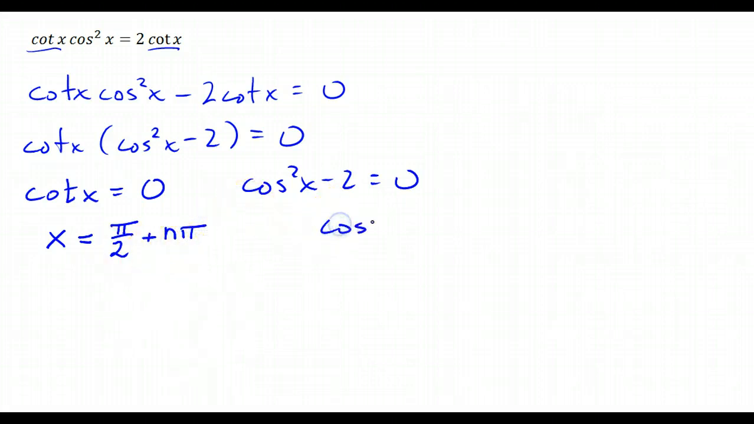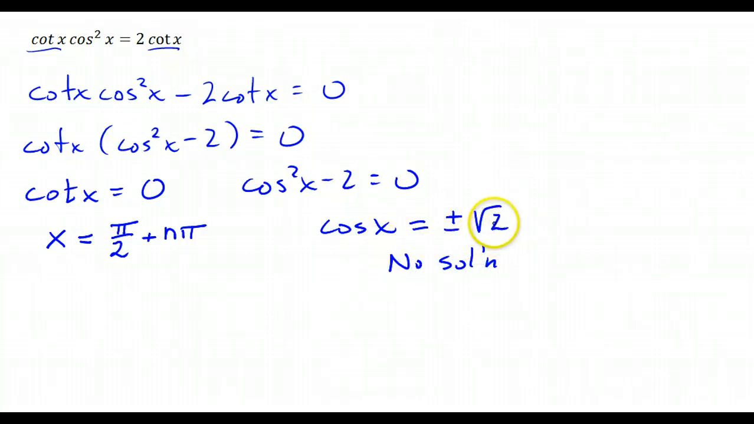Now over here, I've got cosine of x equals plus or minus the square root of 2. There is no solution to this one because square root of 2 is greater than 1, and remember that we can never have a value of cosine more than 1 or less than negative 1.